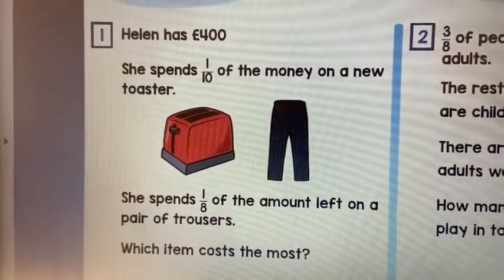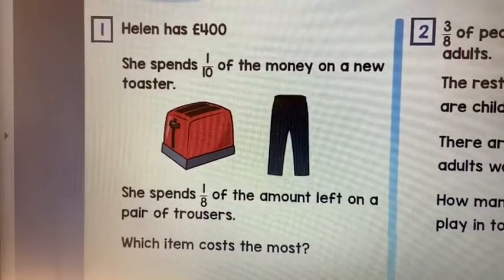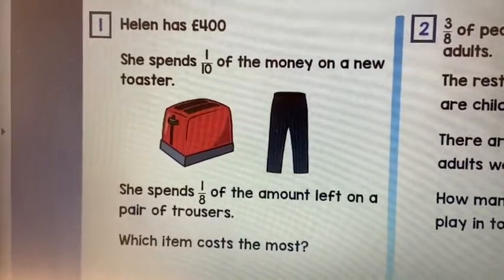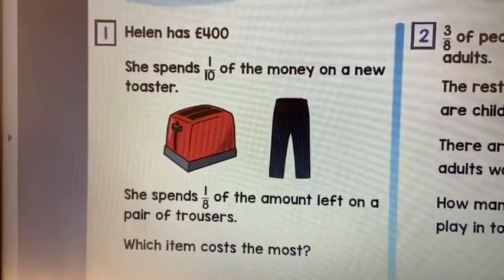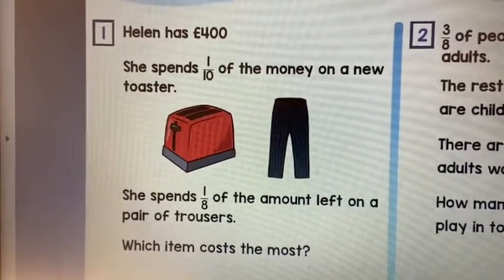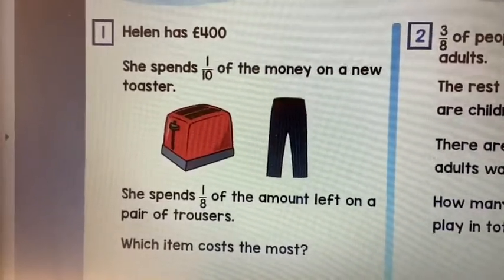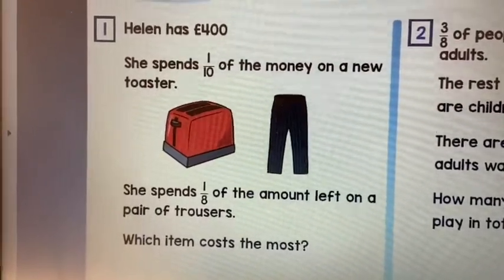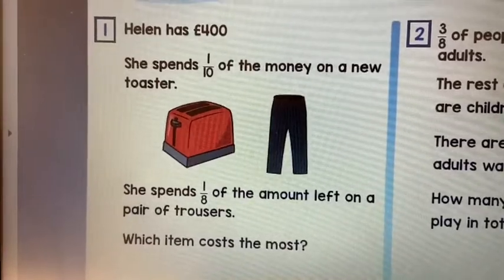Helen has £400. She spends 1/10 of the money on a new toaster. She spends 1/8 of the amount left on a pair of trousers. Which item costs the most? So without adopting my approach to solving problems, I just want you to have a good go. Have a go and see where it becomes a bit tricky.